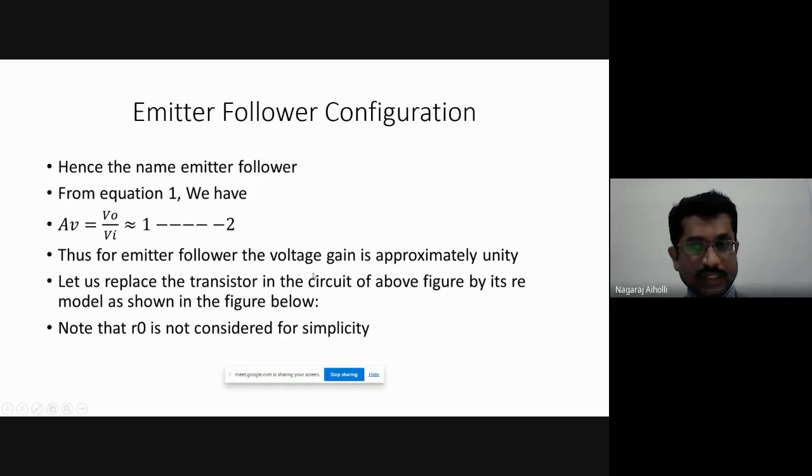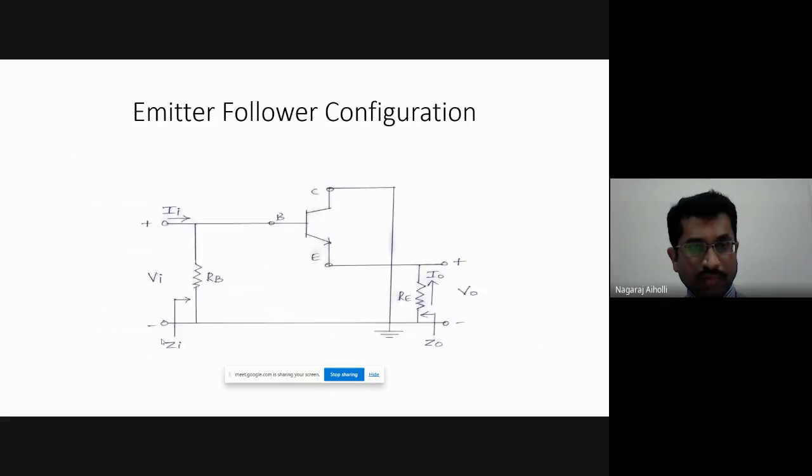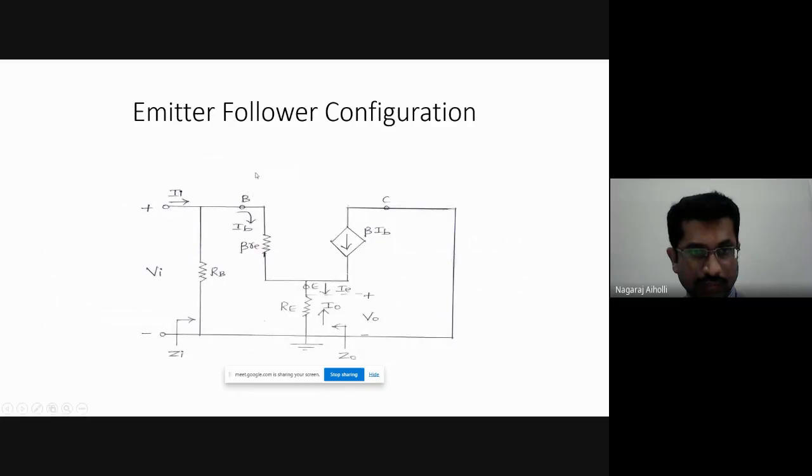Now, let us replace the transistor in the above circuit by its re model. Again, we are not considering small r naught, that is the output resistance, for simplicity. Let us draw the re model of the emitter follower configuration. Here we have the RB resistance between the base terminal and ground, as it is. Input voltage Vi is applied across this. Input current is Ii. Input impedance is Zi.